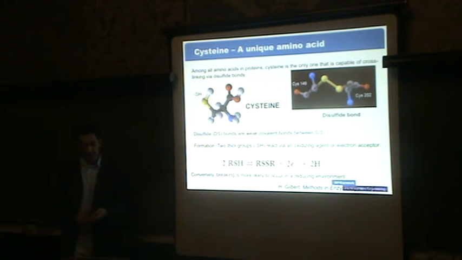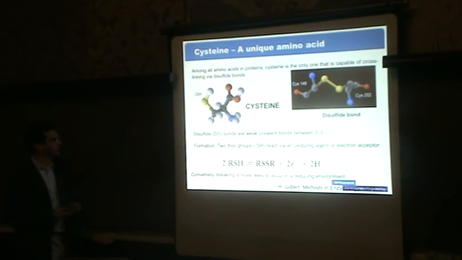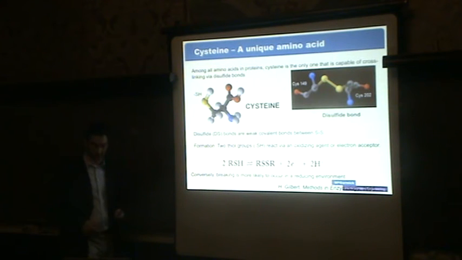It happens through what we call an oxidation-reduction reaction. If you have a thiol group and an oxidizing agent, you can release the hydrogen and then form the sulfur-sulfur bond. And then you can also go the other way, with a reducing agent.